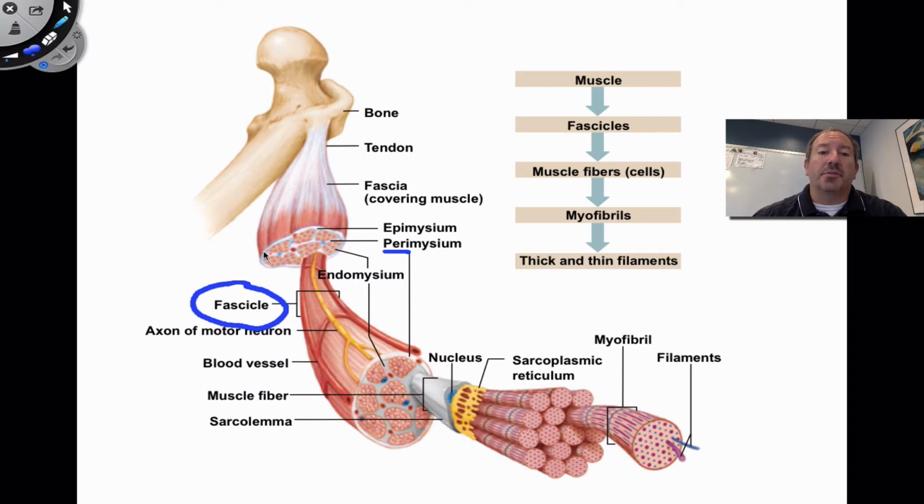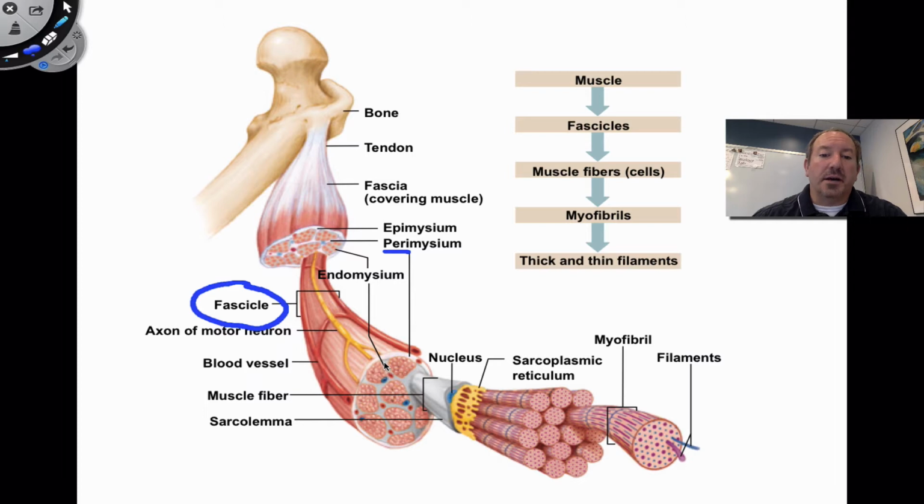So again, to review, epimysium surrounds the whole muscle, and each fascicle is surrounded by perimysium. So check this out. When you pull out a fascicle, there's one fascicle right there. This is a cross section of a fascicle. What I find interesting is that the fascicle looks a little bit like the whole muscle. And here's the perimysium again, right there.